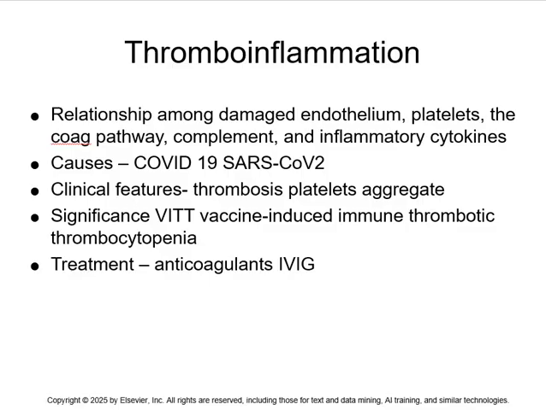So there is a significance in vaccine-induced immune thrombocytopenic purpura. What is happening is some people, very small amounts, but we have seen some people can get thrombocytopenia due to the vaccination. So how do you treat it? If we know about it, we can treat it. You can give anticoagulants, or you can give intravenous immunoglobulins. They call it IVIG, and it is a good treatment for it.